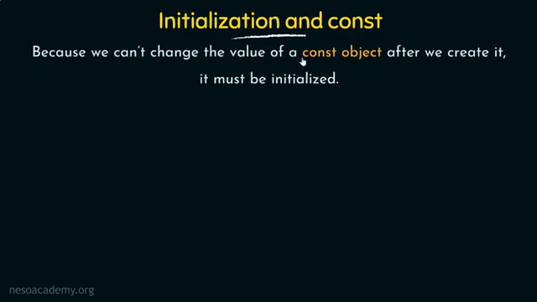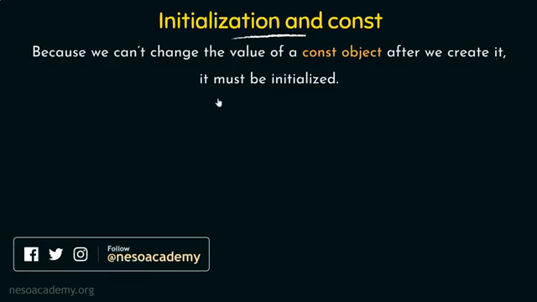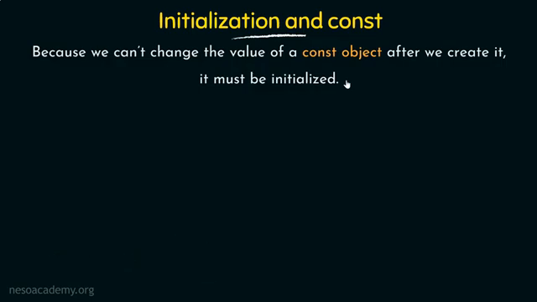What are the valid ways of initializing const variables? As we said, because we can't change the value of a const object after we create it, it must be initialized. Once the const object is created, we can never change it again. Because of that, whenever you are defining a const object, you should always give the value to that const object at the time of definition itself. That's why we say it should be initialized, and later on we are never able to change it.